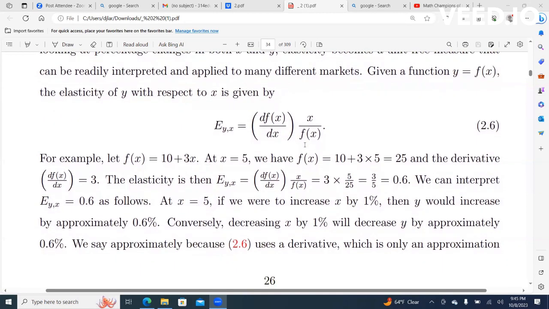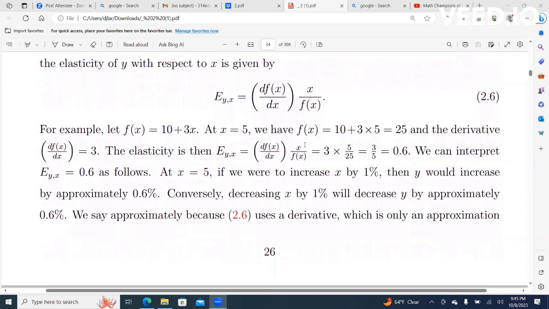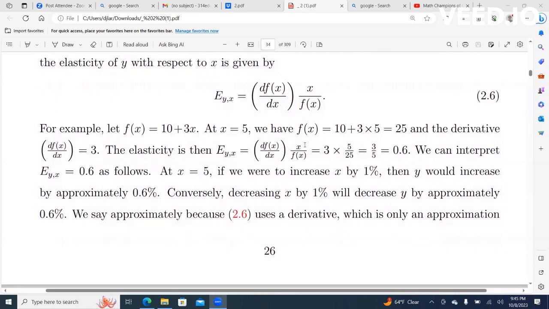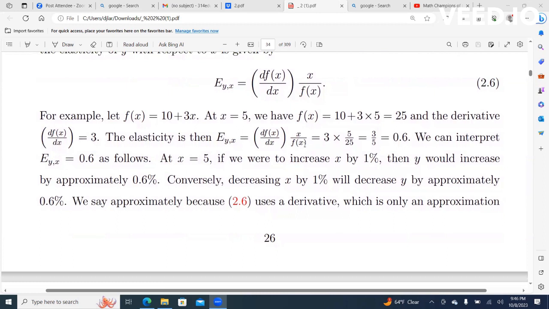Given a function y equals f of x, the elasticity of y with respect to x is given by, and that is the point elasticity equation for the entire book. Yes, it has, of course, a multivariable form, but it's basically exactly the same. And we don't need this. I mean, what do you do? It should be pretty obvious here.